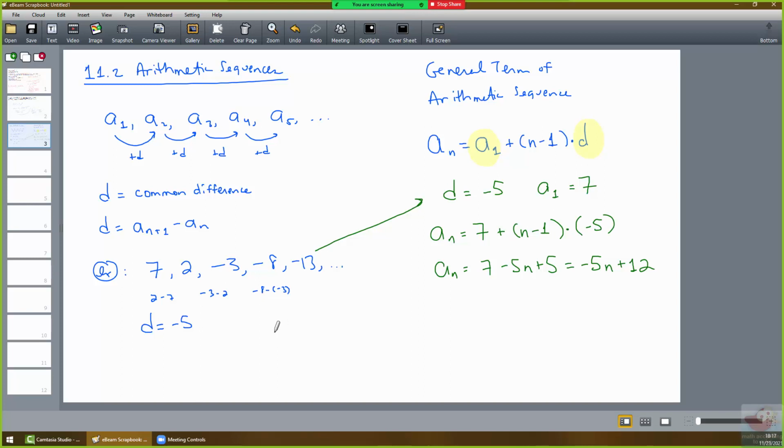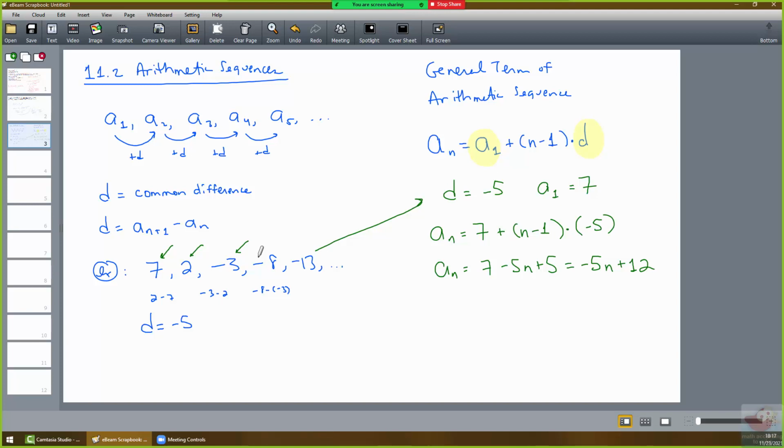And we can check it. The way you check is like what we did in 11.1. If I plug in 1, I do get 7. If I plug in 2, I do get 2. If I plug in 3, I do get -3. So on and so forth. If anything doesn't work, then something went wrong.